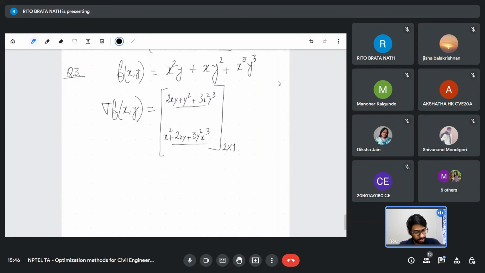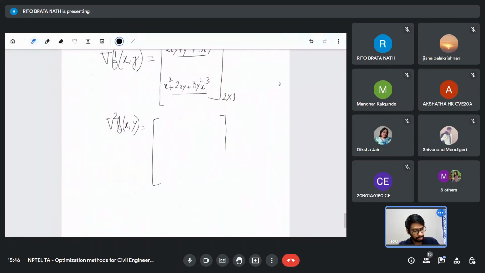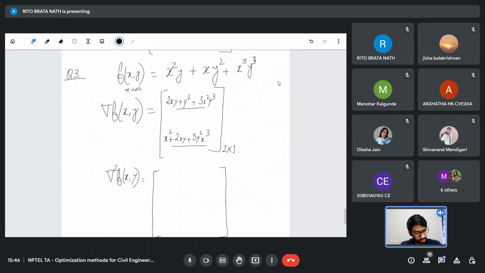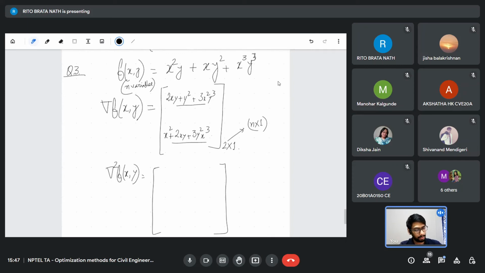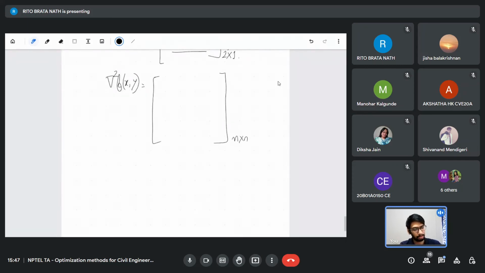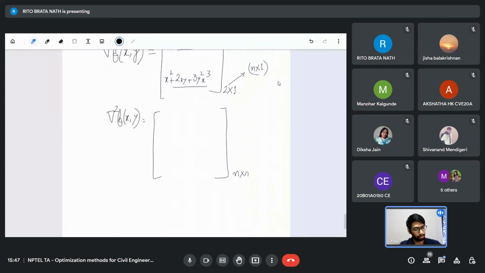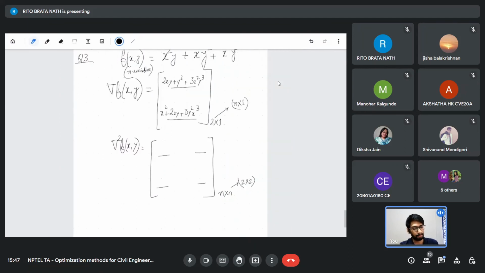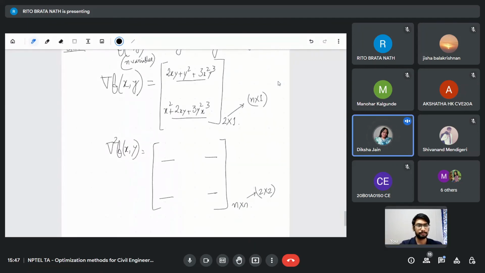And for the Hessian matrix, I'm again telling you, always remember if there are n variables, so here n equals 2, then the size of this will always be n times 1. This is the gradient, and the size of the Hessian matrix will always be n times n. So here it's 2 by 2. So here there will be a term here, here, and here. Can anyone again tell me what will be the values here?